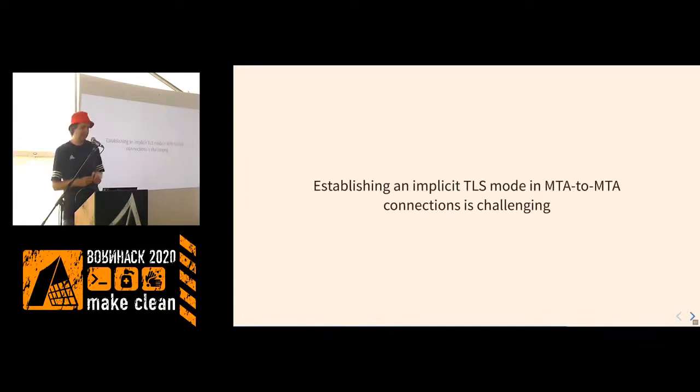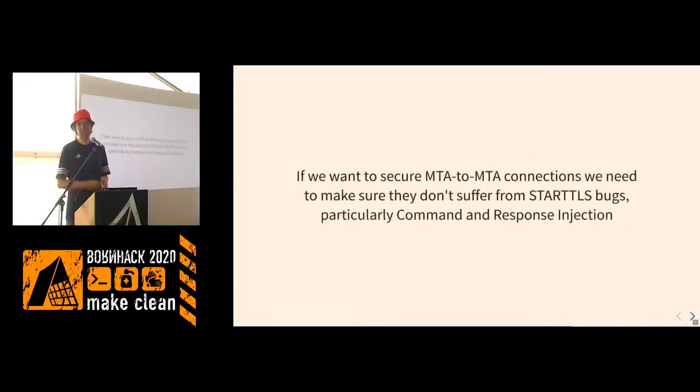Now, establishing an implicit TLS mode for these server-to-server connections would be challenging. We would have to change standards that are very well established and that have not been changed a lot at all. So I don't see that happening anytime soon, that we will have a new way to do these server-to-server connections. So we'll probably have to live with StarTLS in this situation. But this is something to keep in mind. If we want to secure these connections with MTA-STS or with DANE, then we need to make sure that we don't have these buffering bugs, because these buffering bugs could be used to undermine the efforts to secure these server-to-server connections.